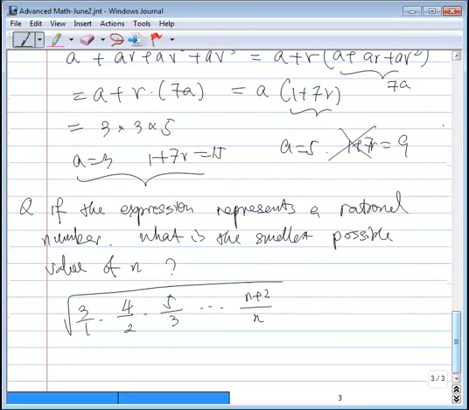All right, so you have this kind of expression. It represents the rational number as it's in radical form. In general, in radical form, it's not a rational number. So what is the smallest possible n? So that means, in order to be a rational number, what is inside should be the square of a fraction. Then you can get rid of radicals. If you cannot get rid of radicals, it's an irrational number.